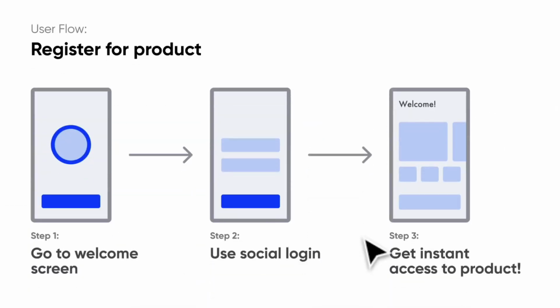Let's get into this. First, I want to talk about an example here. So, step one, a user goes to a welcome screen. Their goal here is to register for a product. Step two, they've actually gone through some sort of social login. And step three, they get instant access to the product. So there's three steps: some sort of welcome screen, which takes them to a social login, which is a really easy design pattern, and then they are right in the app.